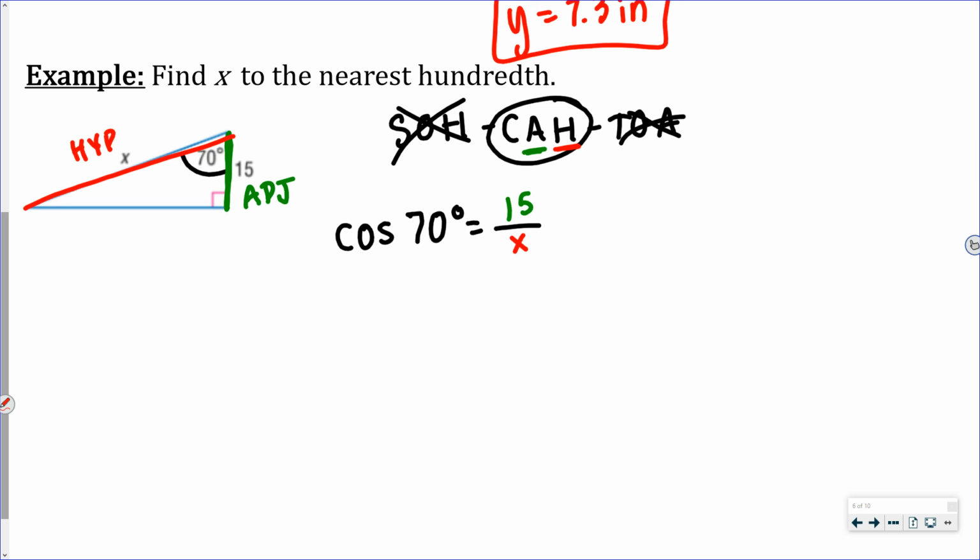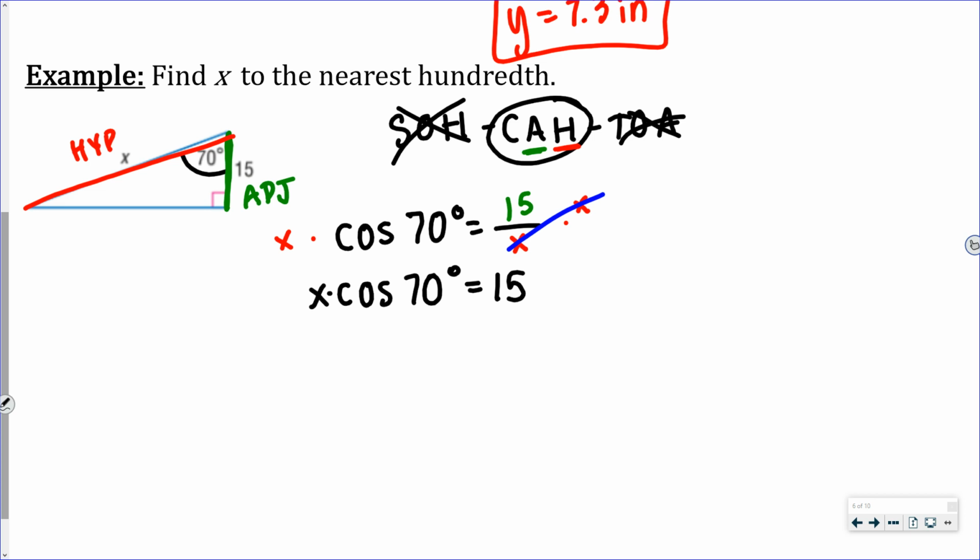Okay, this one's a little different to solve. X is on the bottom this time, so I can't times both sides by 15. I actually got to times both sides by x, because that would undo dividing by x. And then I have x times the cosine of 70 degrees is 15. With me?